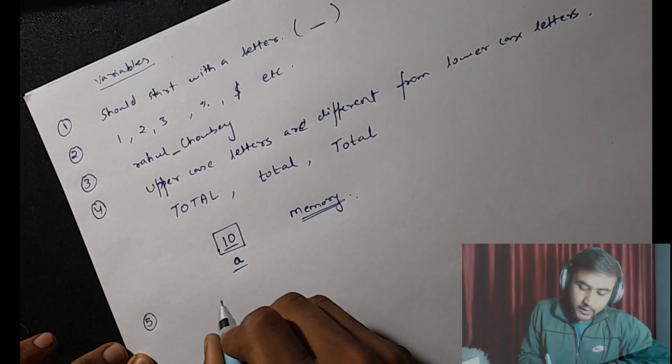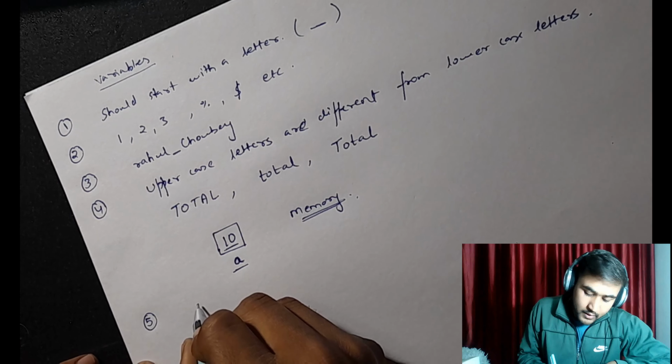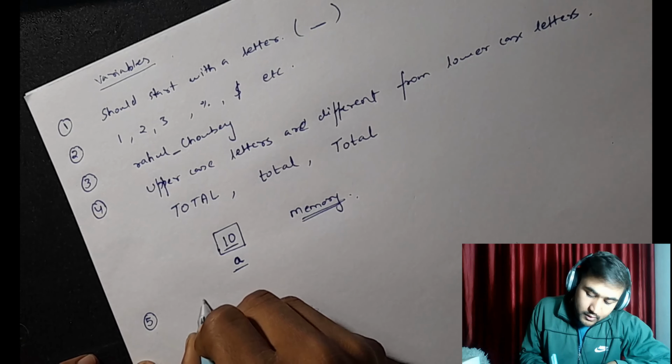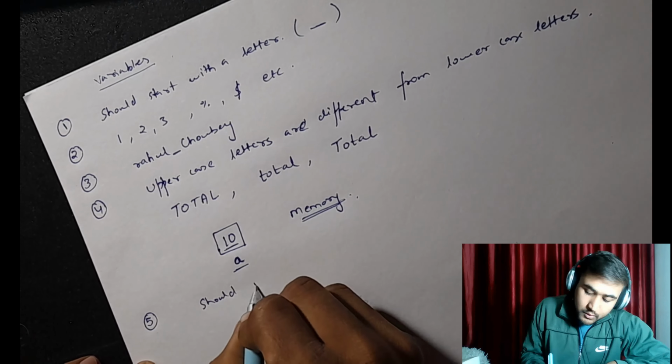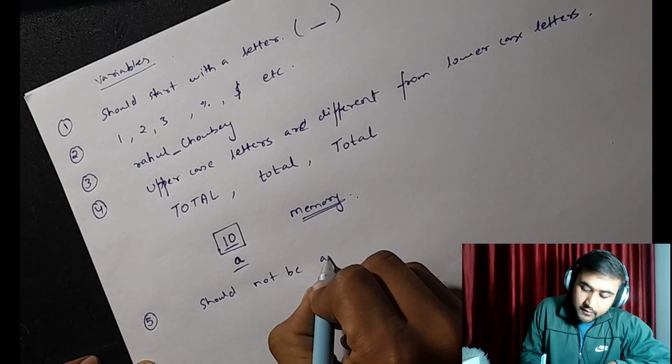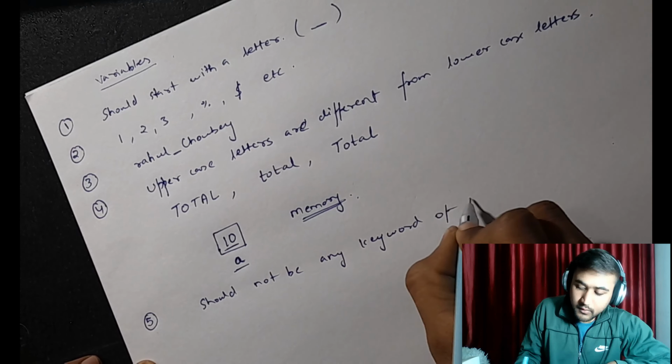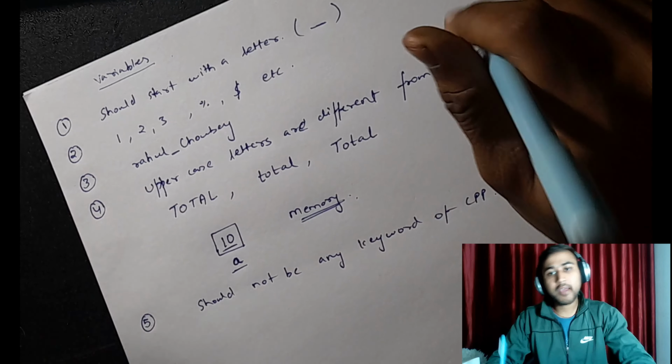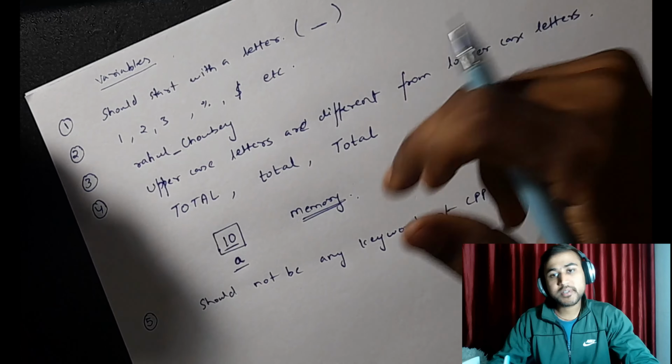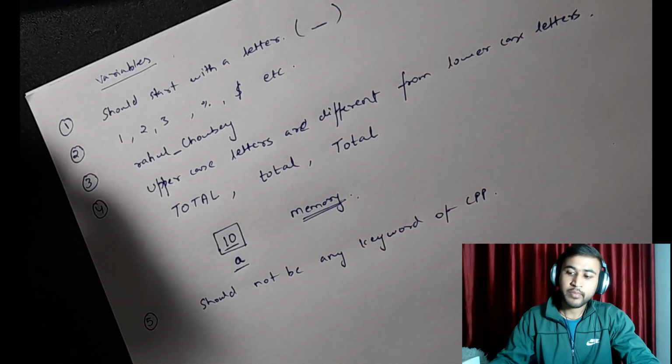In our last video, we were left with one more rule. Our last rule for writing variables, the fifth rule, is that the variable name should not be any keyword of C++. Like in C language, we have 32 keywords, and in C++ language, we have 95 keywords.